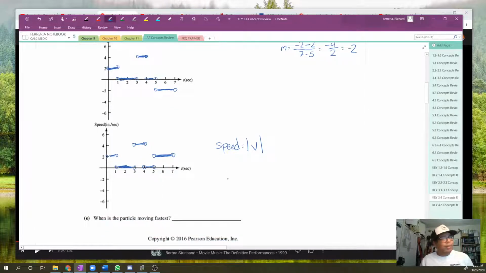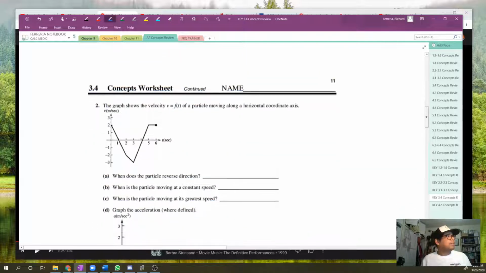When is the particle moving the fastest? So fastest means greatest speed. So where is the speed greatest? I think that is this little chunk of graph right there. So that is when t goes from 3 to 4. Okay. From 3 to 4, we've got the greatest speed. Next.